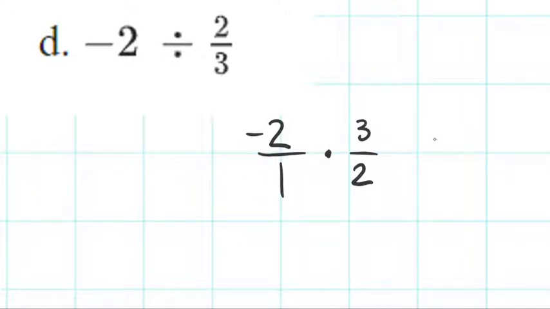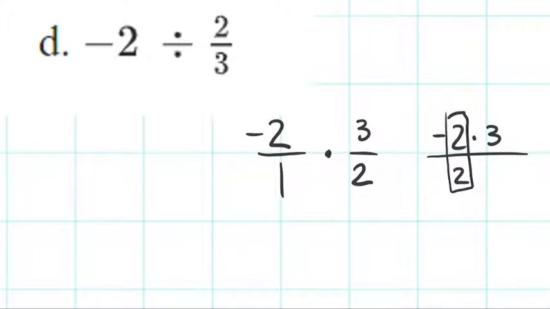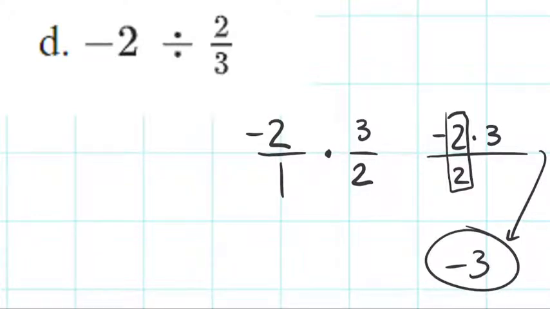Well, when I do that, it becomes negative 2 times 3 in the top over 1 times 2, a 2 in the denominator. So you can see there's a positive 2 over a positive 2. And the only thing I'm left with is a negative 3 in the numerator. So my answer should be negative 3.